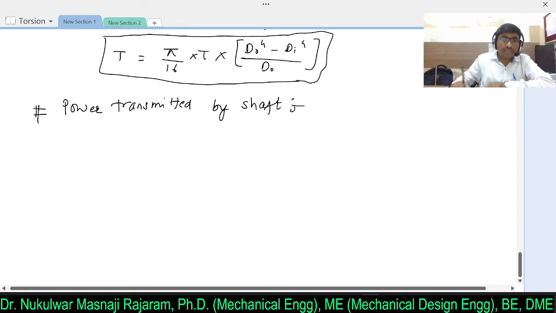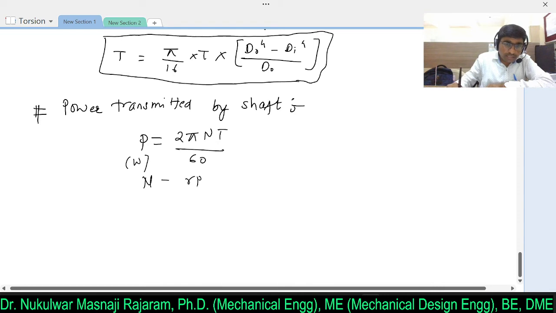Clear? So obviously you might have known this equation, that is power, it will be equal to 2 pi NT divided by 60. Clear? So unit of this power is in watt. Here N is the revolution of shaft in rpm. And this T is not a maximum torque. This is a very important concept you must learn. This is not a maximum torque, this is nothing but a mean torque, or you can say average torque.